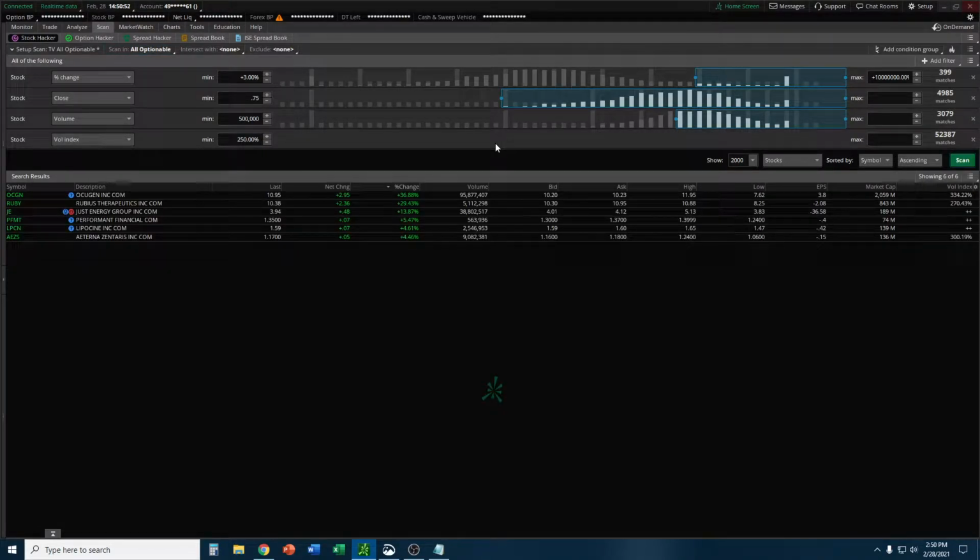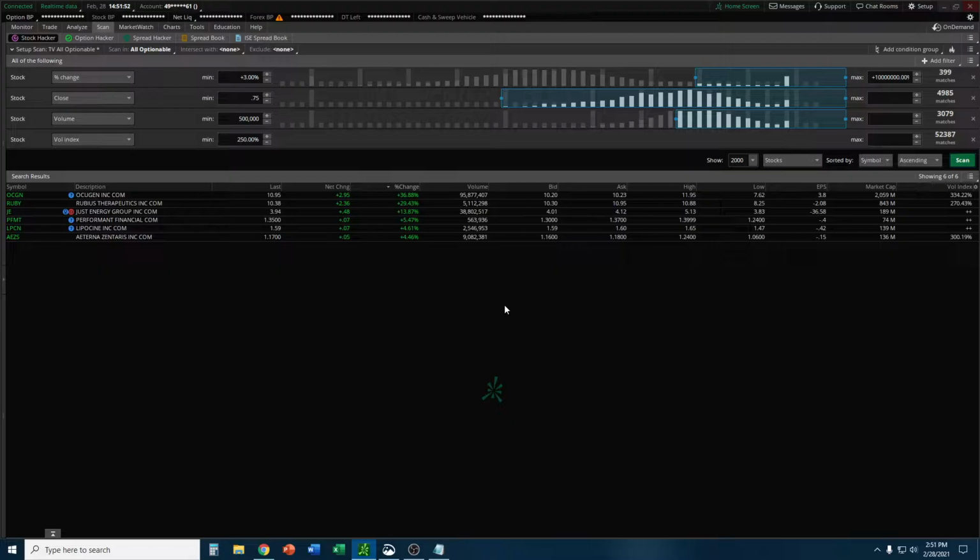What we find are 6 different stocks currently that fit with this scan. The first thing I'd like you to pay attention to is that all of these are a positive change on the day, meaning that they are receiving a lot of positive price action. Furthermore, we can see that their volume is greater than 500,000, which means that there's a lot of stock being traded between traders. And finally, we can see that the volume index is very high, meaning that there's a huge influx of people trading at this point in time.